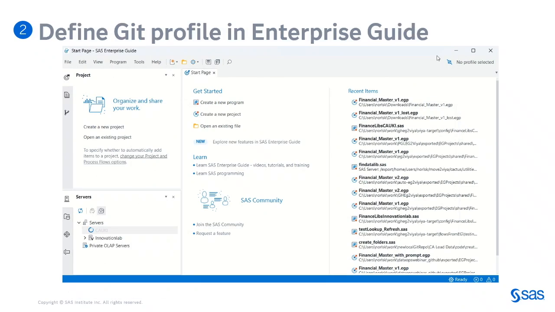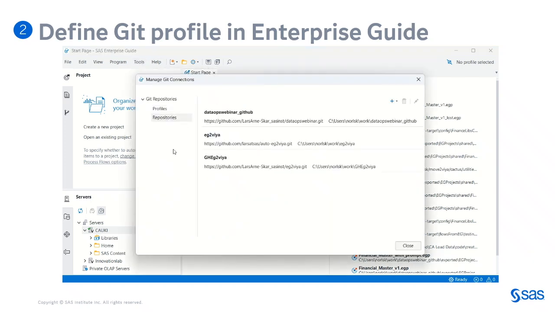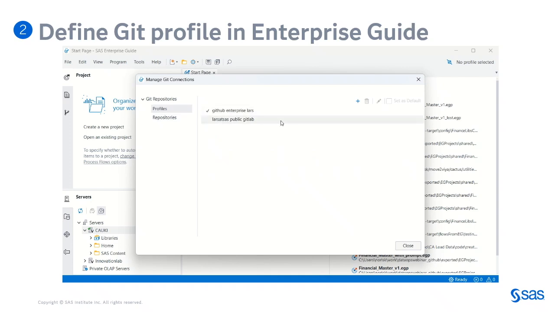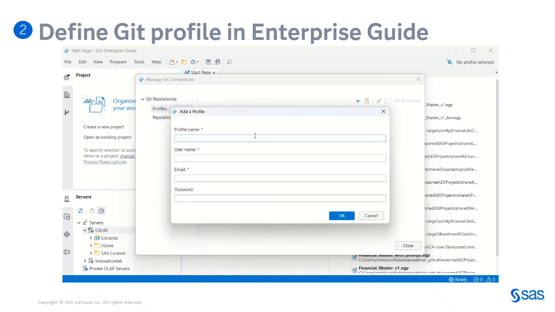So now that we have the personal access token, we can store this in the Git profile in SAS Enterprise Guide. And you do this under Tools. There is an option to manage Git connections. And here I can create a new profile. I hit the plus button on the right side and I give it a name.